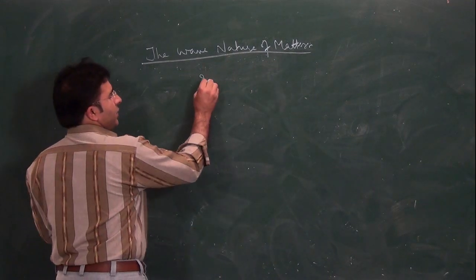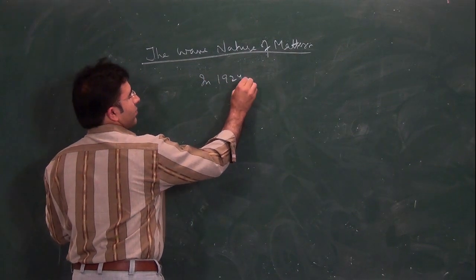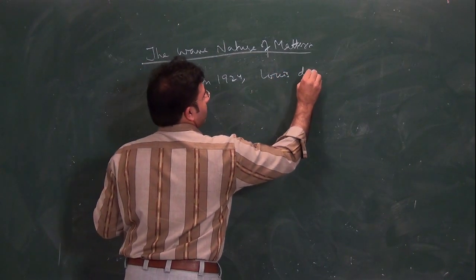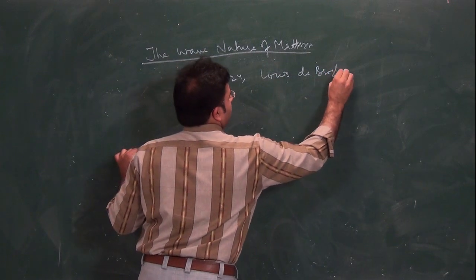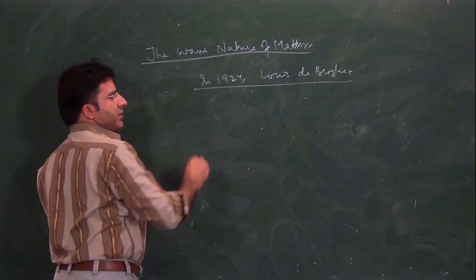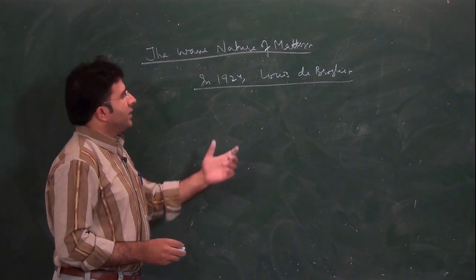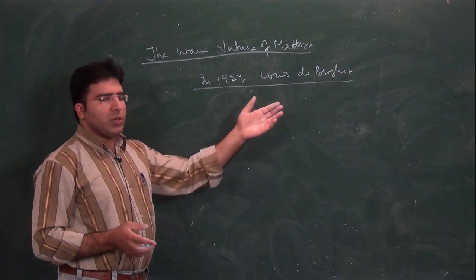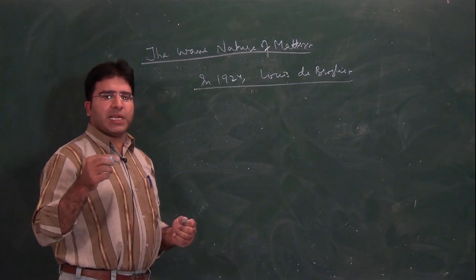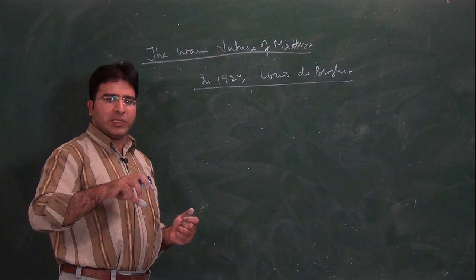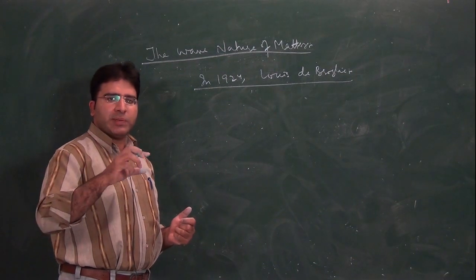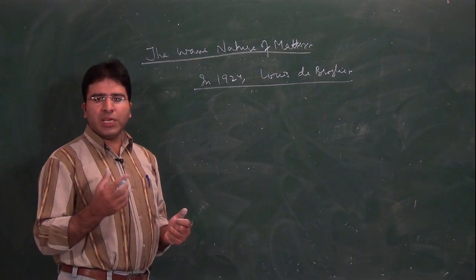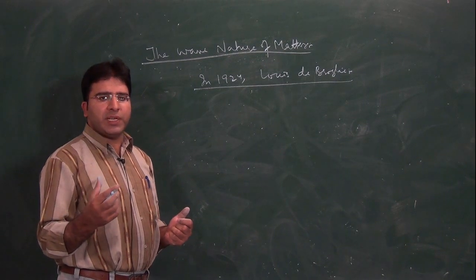Now in 1924, Louis de Broglie suggested it on the basis of symmetry. He said matter and energy are interconvertible. We know from pair production and pair annihilation that energy is convertible 100% to matter and matter is convertible to energy. And we treat matter and energy both as forms of energy.